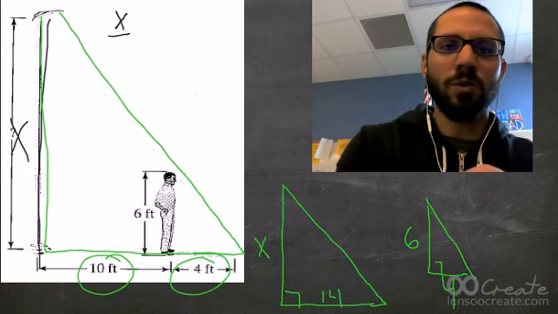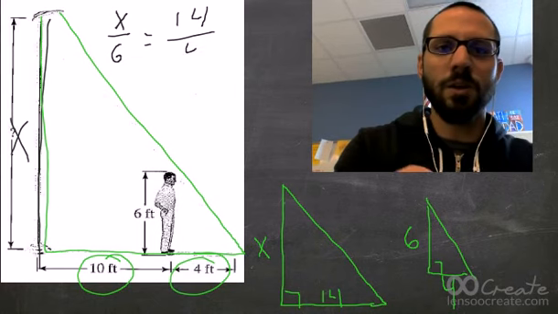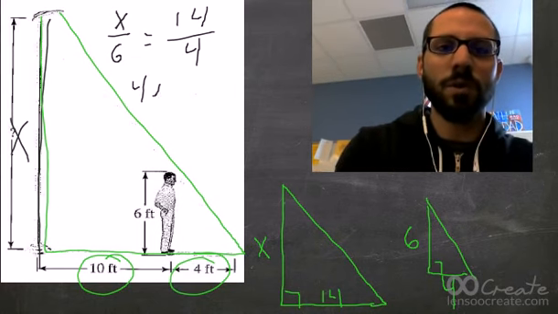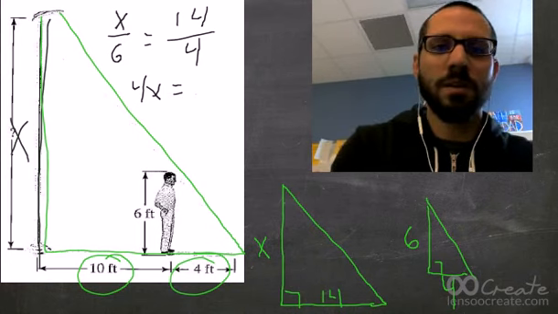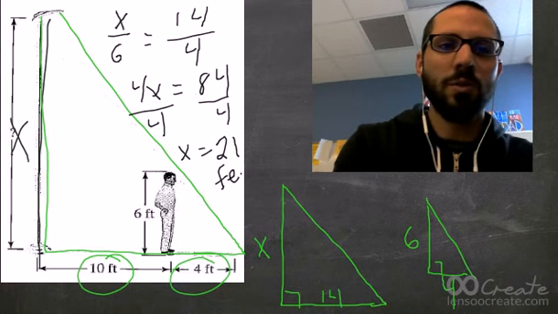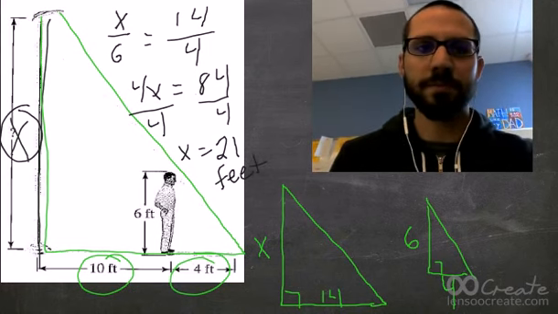X over 6 equals 14 over 4. If we go ahead and solve that, we get 4x equals 84, and we divide by 4. X equals 21 feet. So the lamppost is 21 feet tall, using similar triangles and the proportion of the sides.